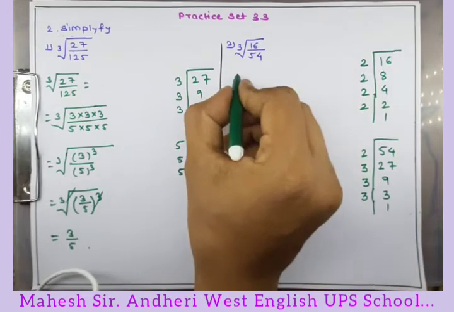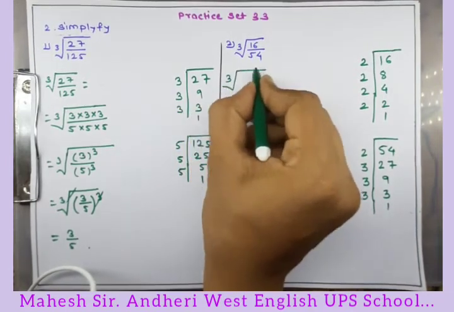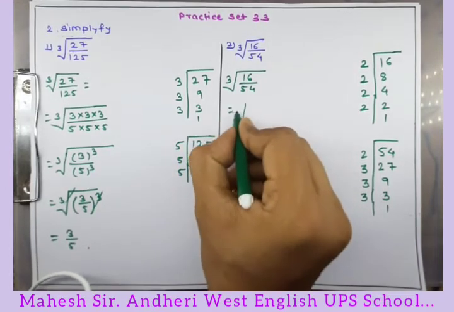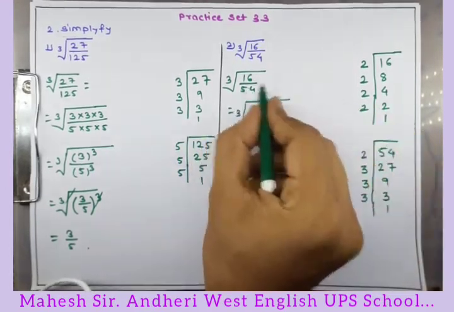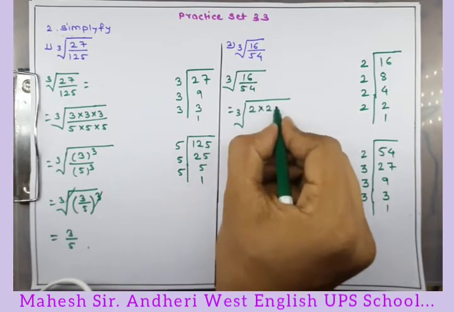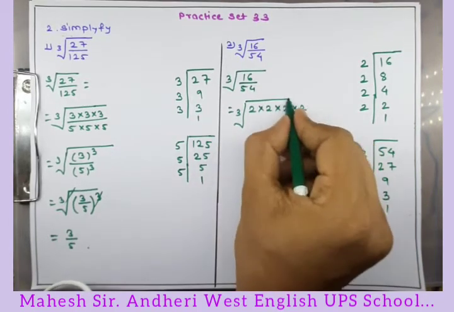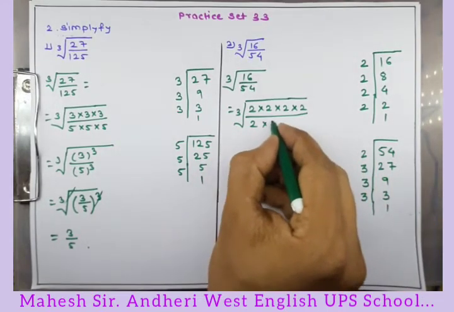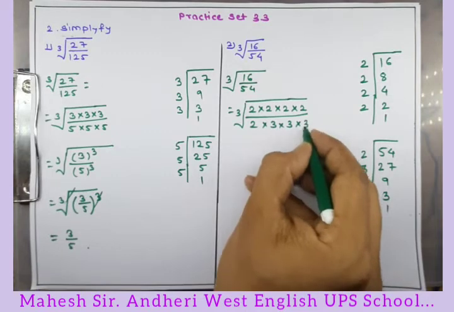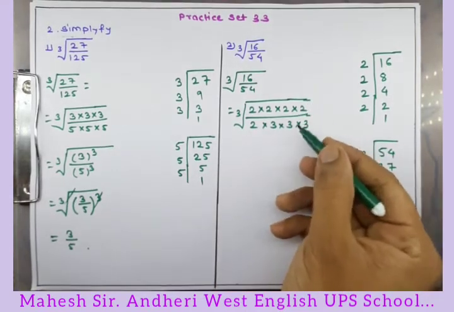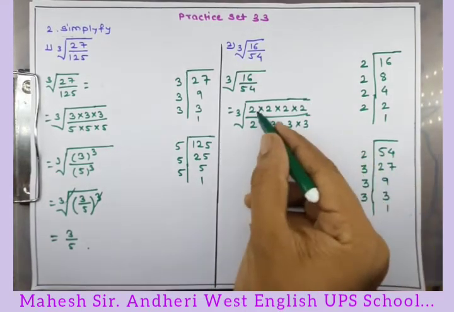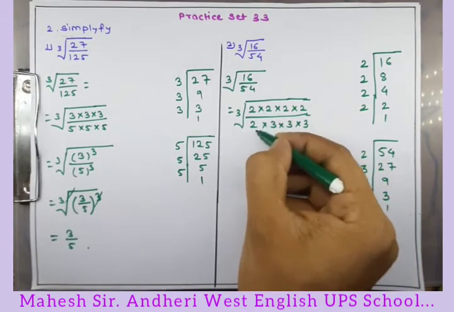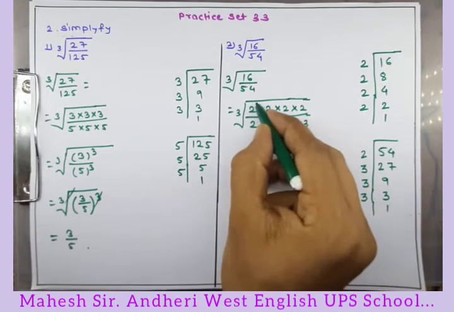So I will write that, that is cube root of 16 upon 54 is equal to, right, that is cube root of, for 16 I will write 2 multiplied by 2 multiplied by 2 multiplied by 2, 4 times, upon, for 54 I will write 2 multiplied by 3 multiplied by 3 multiplied by 3, right. Here you can see that 2 is in the numerator and in the denominator, right, these two are the same, so we can cancel that.